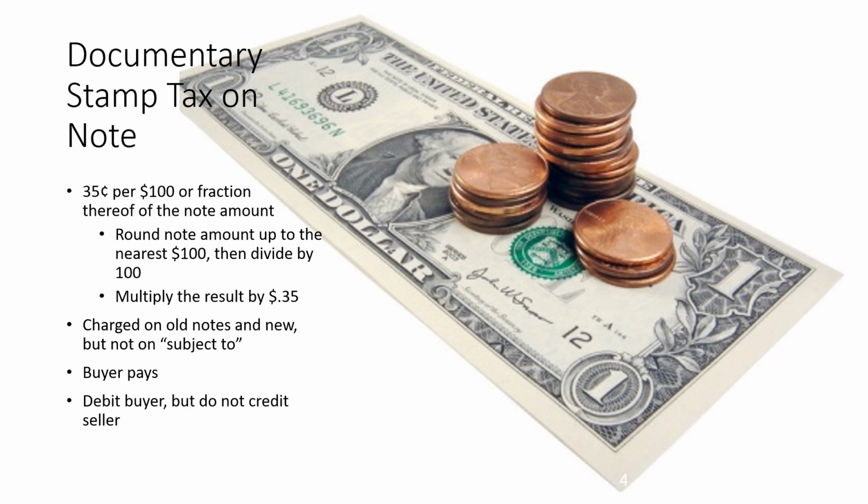Documentary stamp tax on the note is 35 cents per $100 or fraction thereof of the note amount. You round the note amount up to the nearest $100 and divide by 100. Then multiply that result by 35 cents. It's charged on old notes and new, but not on subject to. The buyer pays. You're going to debit the buyer, but don't credit the seller.